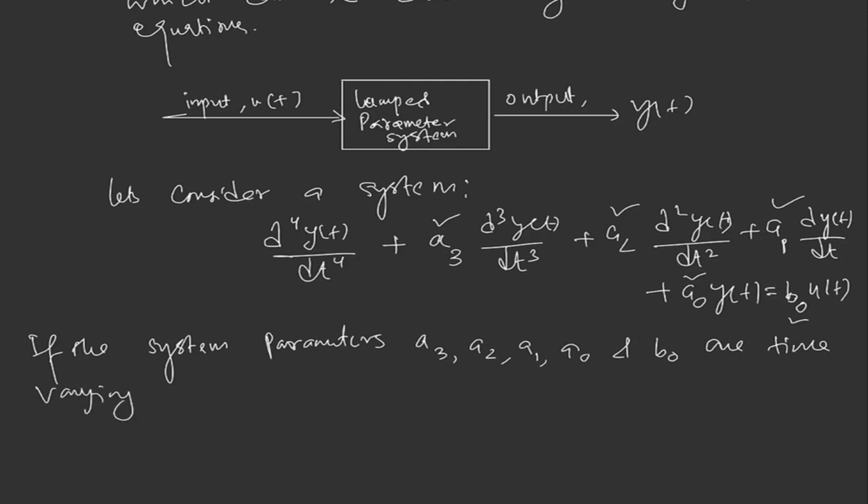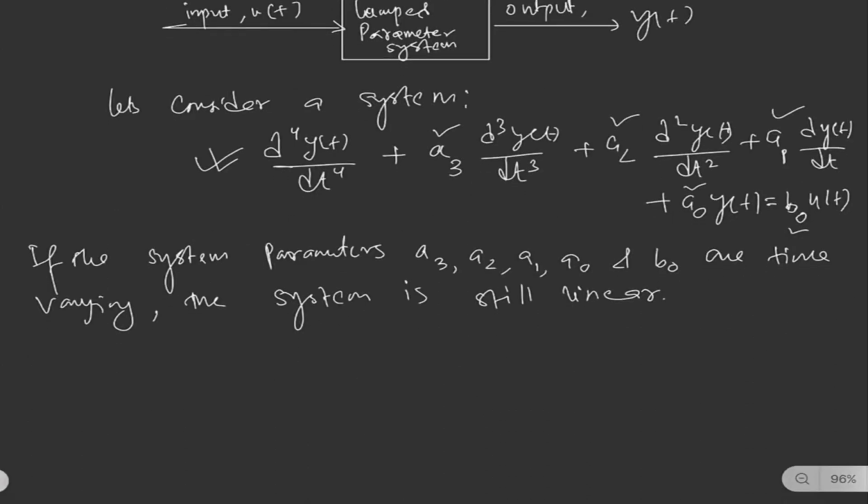first of all, this system I can say is a linear system. You can prove it. This system is a linear system. But it is not confirmed whether the system is time varying or not. If the parameters a3, a2, a1, a0, and b0 are time varying, the system is still linear.